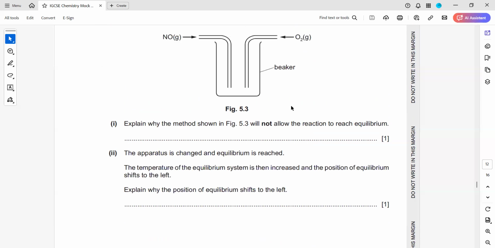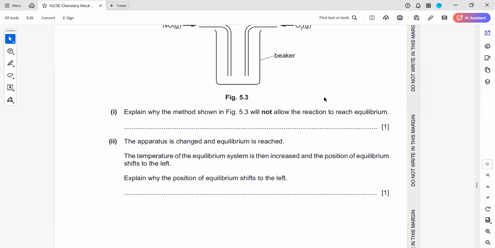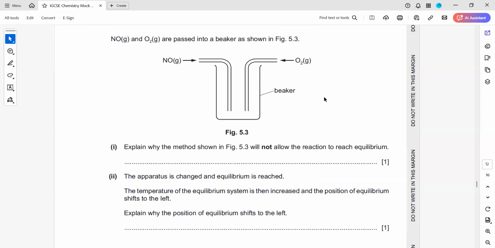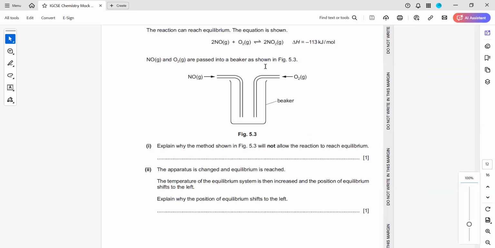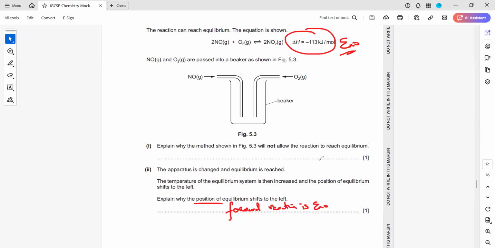The apparatus is changed and the equilibrium is reached. The temperature of the equilibrium system is then increased. The position of equilibrium shifts to the left. Why does the position shift to the left? If you see the original reaction, what is the forward reaction? Exothermic. So you will write here that the position shifts toward the left because the forward reaction is exothermic. When the forward reaction is exothermic, we have reactant and product, and whenever we increase the temperature, the equilibrium will shift towards the left-hand side, so we get more reactant.